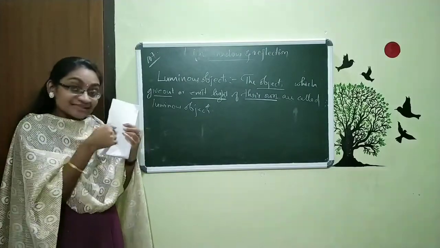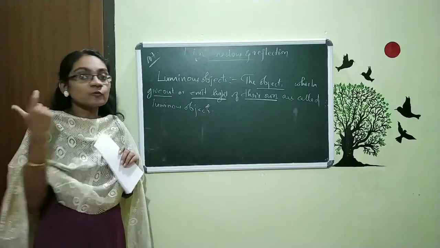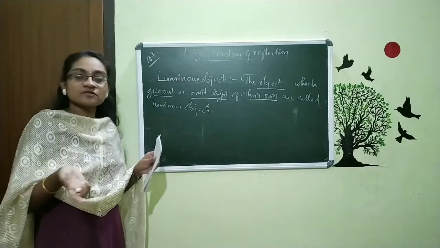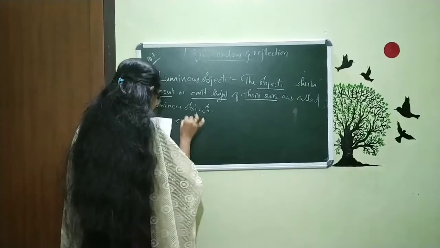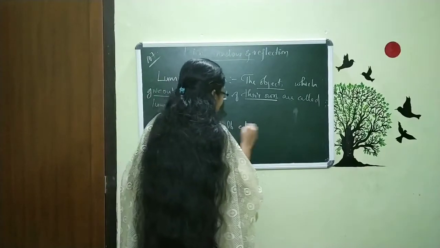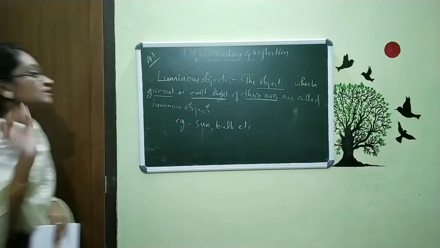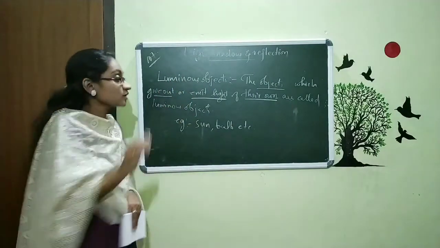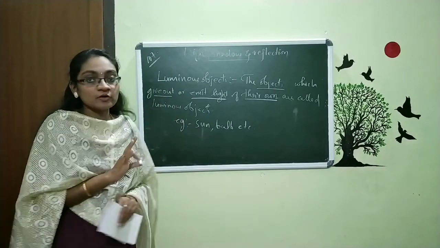No. So this object is not a luminous object. But when we are taking one bulb or one candle, it is a luminous object, because it is producing light by its own. The examples are, as we already said, sun, bulb, etc. So this is the definition for luminous objects. You want to study this: the objects which give out or emit light of their own are called luminous objects. So that is about luminous objects. I hope it's clear for you.